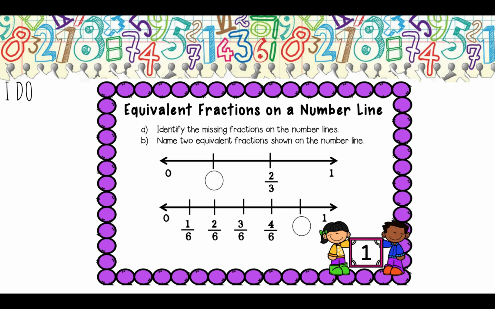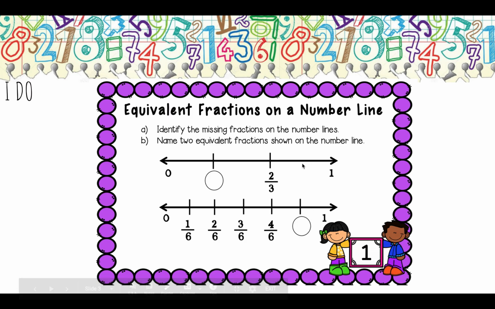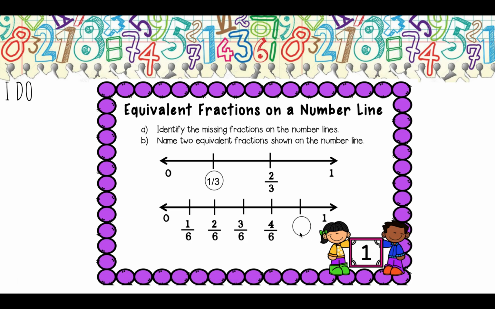We've already learned previously how to place fractions on a number line, so this first step is going to be review. First, I'm going to fill in these missing fractions on both number lines. On the top, I see that this dash right here is placed with 2/3, so that must mean that the missing fraction is 1/3. Then down below, I see that my dashes are split into sixths. So I have 1/6, 2/6, 3/6, 4/6. So that must mean the missing fraction here is 5/6.